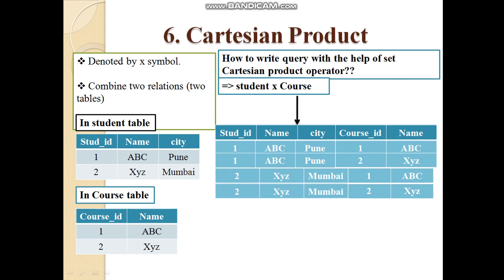Next is the Cartesian product. The Cartesian product is denoted by this symbol, and Cartesian product means combining the two relations, that means combining the two tables. So how to write this query? The name of the table, Cartesian product, with the second table. Here you can see the student table and this is the course table. The first entry of the student table is combined with the first entry of the course table, and so on.